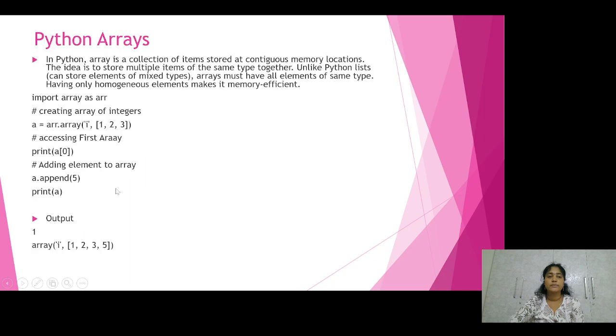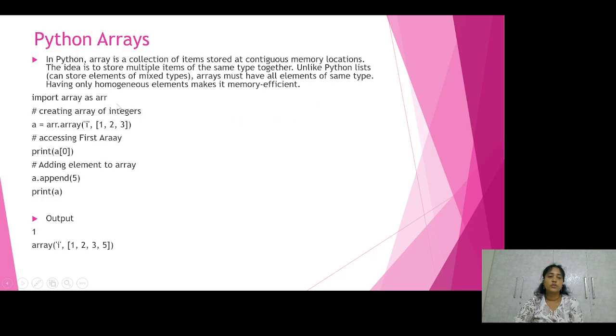These are NumPy arrays. It's a separate module, but we will have arrays also. An array is a collection of items stored at contiguous memory locations. The idea is to store multiple items of the same data type together, whereas list and tuple are collections of heterogeneous data items, meaning different data items will be stored together under a single name. Unlike a Python list, arrays must have all the elements of the same type. A list is mixed types, an array is the same type. Having only homogeneous elements makes it memory efficient.